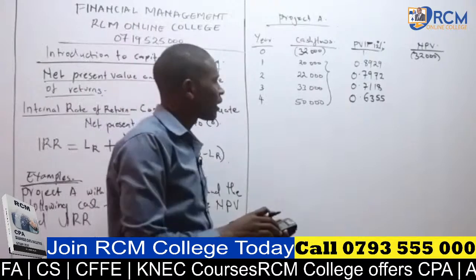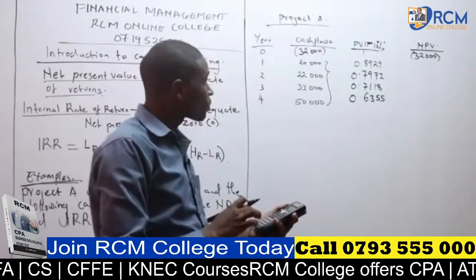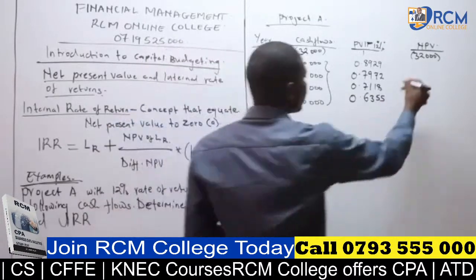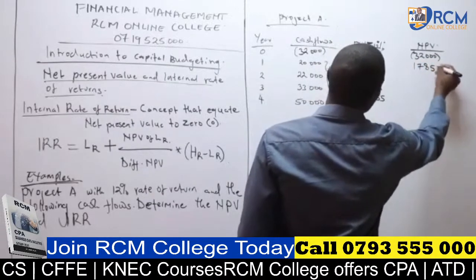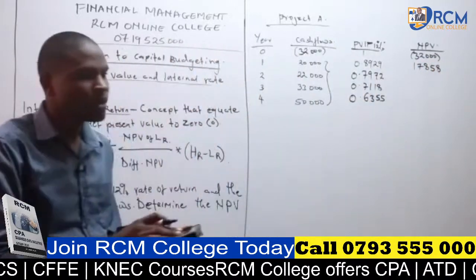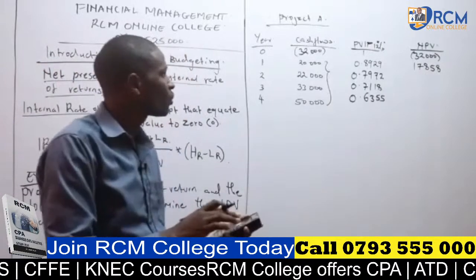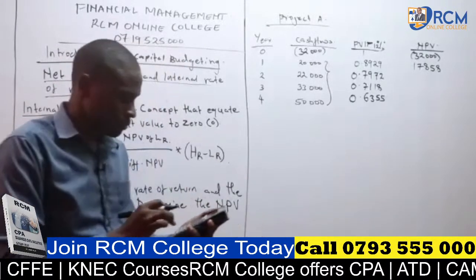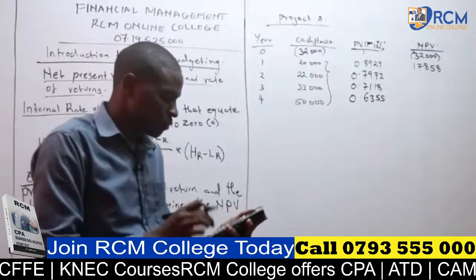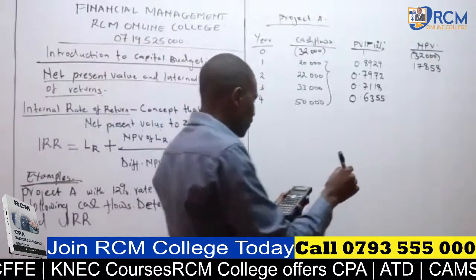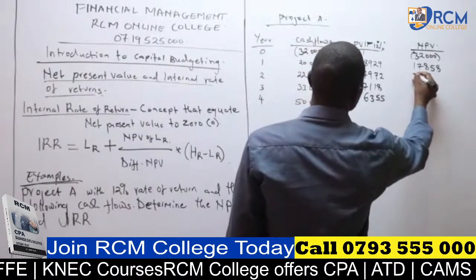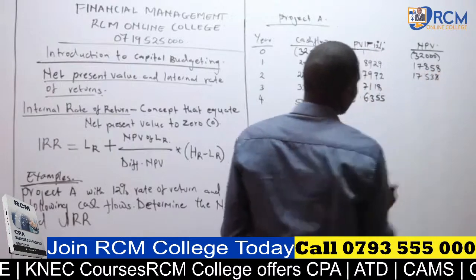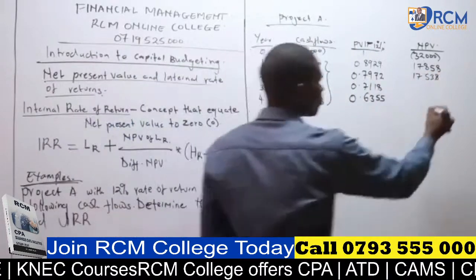Then I can look at my 20,000 times 0.8929. I hope we are together. 17,858. That is my present value for year 1. Who can give me the present value for year 2 as we compute together? I'm having 22,000 times the PV at 12%, 0.7972, giving 17,538.4. Almost similar to this one.